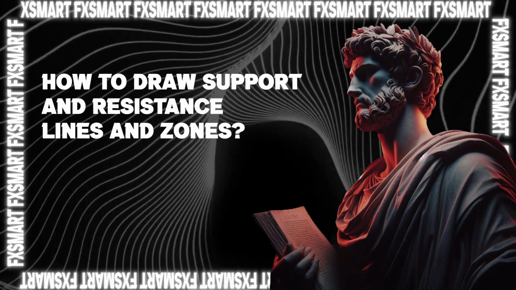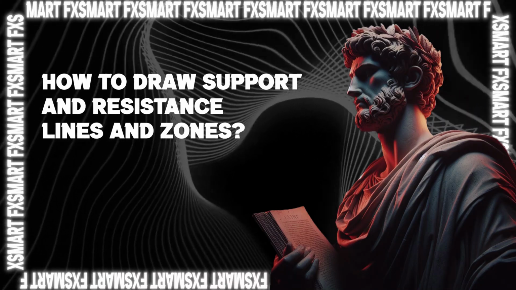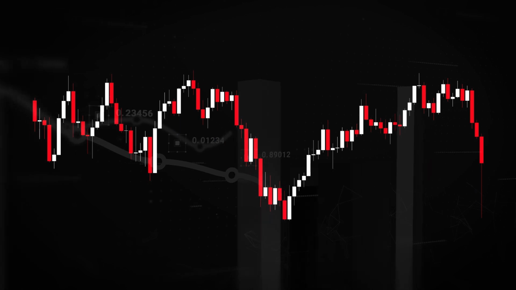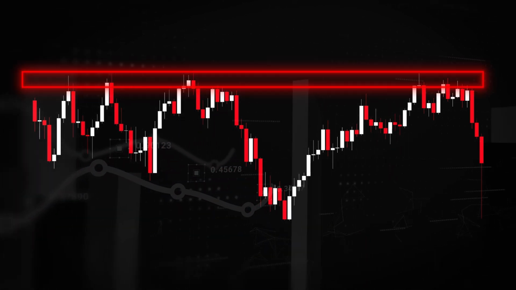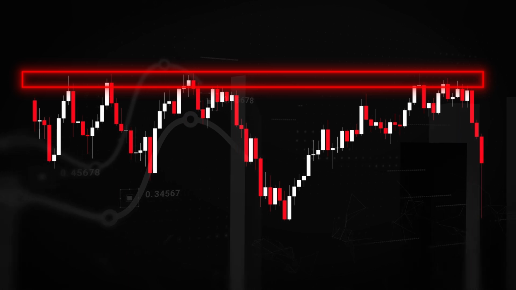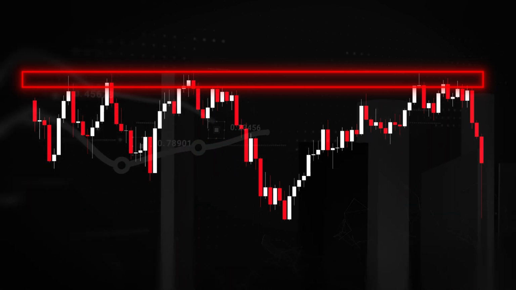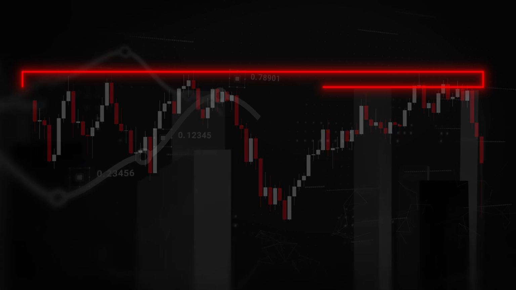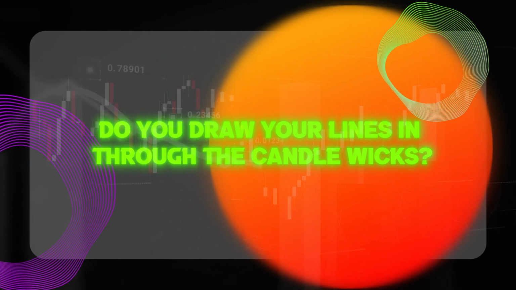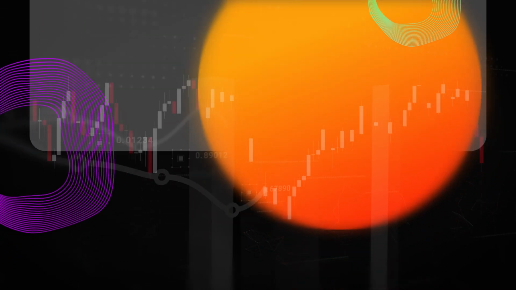How to draw support and resistance lines and zones. Here is the euro to dollar. Along the top, you should be able to spot this key level of resistance here. The concept we're about to show you also helps solve another debate that most traders have, which is, do you draw in lines at the candle closes or do you draw your lines in through the candle wicks?